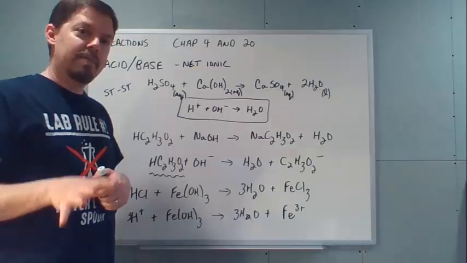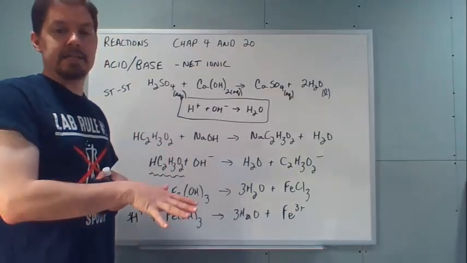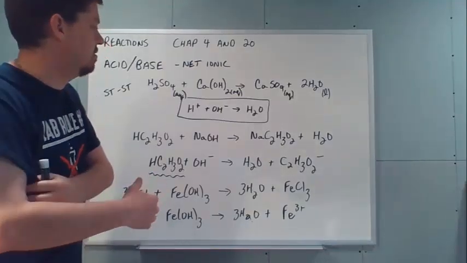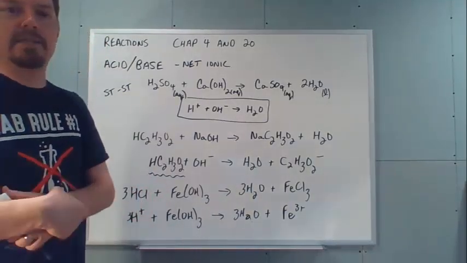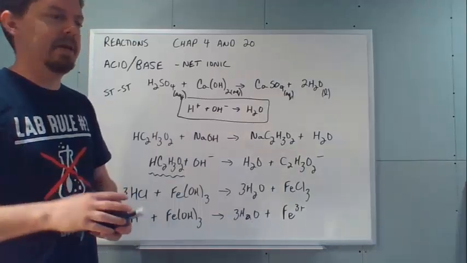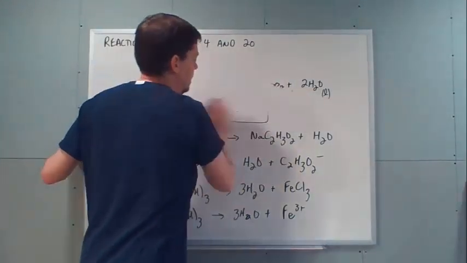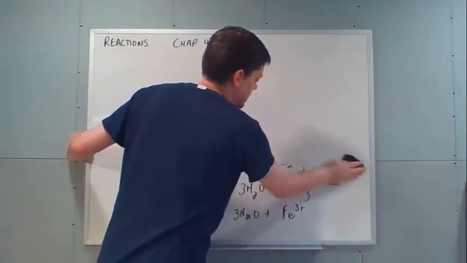And remember, if AP tells you that there's a reaction, there's a reaction. They're not trying to trick you. They're not trying to make you double check that the reaction should occur. If they tell you it's happening, it's happening. So there's your acid base, which definitely requires net ionic equations.